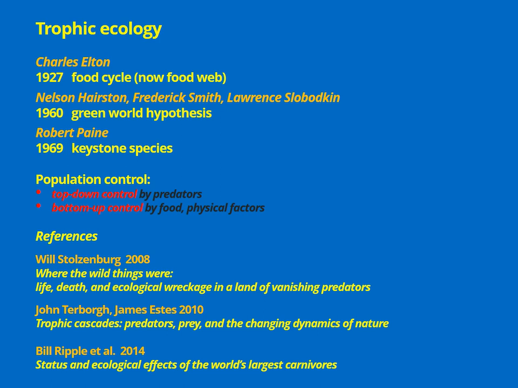There's an ongoing dynamic between top-down control and bottom-up control of prey populations, and both top-down and bottom-up controls appear to operate in most populations. However, when it comes to large mammals, top-down control is clearly the more important of the two. There are various references in this growing field of trophic ecology, not so much for Australia, but for the rest of the world, and I do recommend Will Stolzenburg's book, as well as recent key papers listed there.